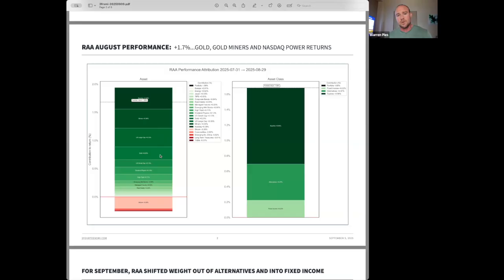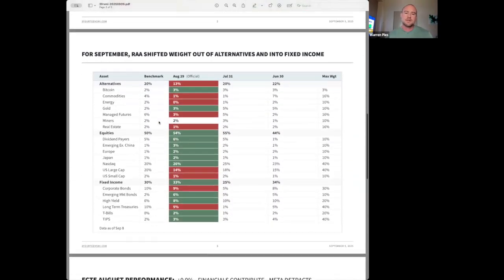Gold was in there doing its work, and gold's not too strange of an asset, but we have gold miners broken out. Maybe you don't know this if you haven't been paying attention to that little space in the market, but gold miners are probably the best performing industry within the S&P 500 year to date. They've been on a tear, and that was reflected. We had a small position in the fund, but it really drove a big part of the performance. That's an interesting thing to highlight for the RAA and why we did well in the month of August. So let's go forward and see how we're positioned going into September.